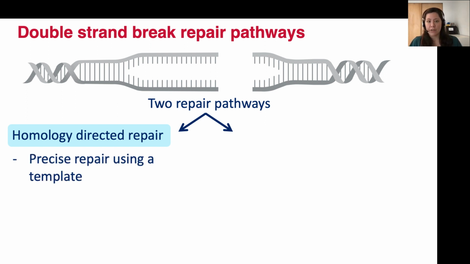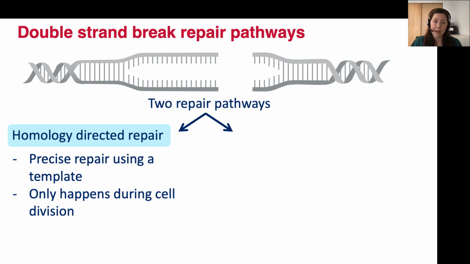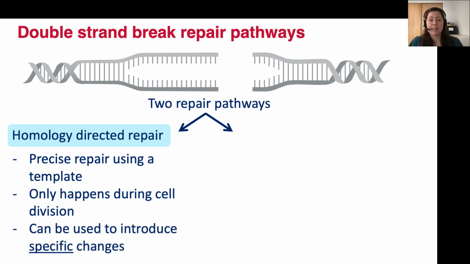A limitation of homology-directed repair is that it can only happen during certain stages of the cell cycle. But when homology-directed repair does happen, specific changes can be introduced through the use of a repair template. This gives scientists a powerful tool to introduce specific changes to the DNA.